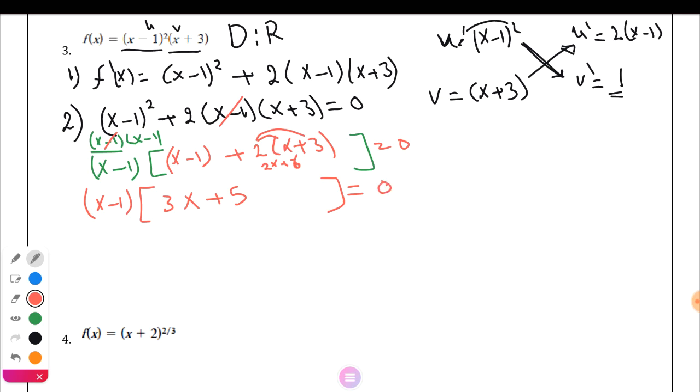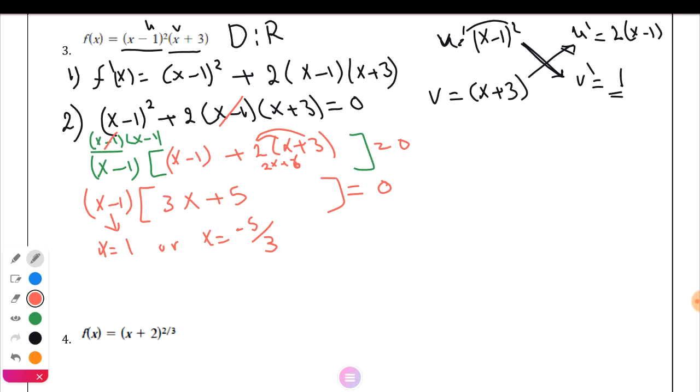Find the zeros of each bracket. Here it will be what? It implies x equals 1 or x equals negative 5 over 3. Before, I said what are the critical numbers: both values of x, equal to 1 and negative 5 over 3, are included in the domain.